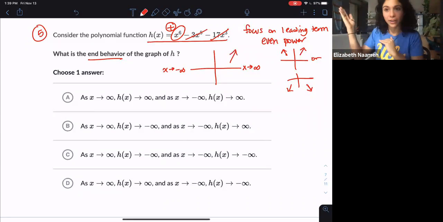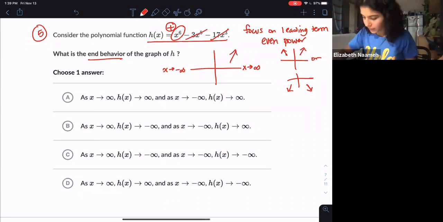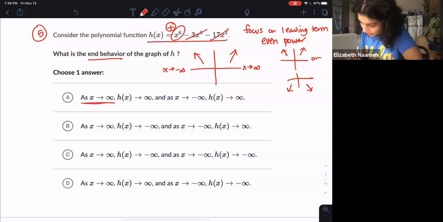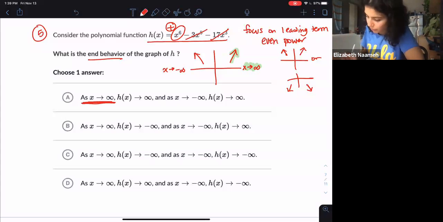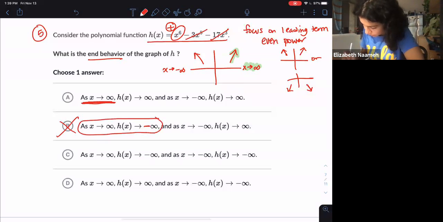So we know the right side is going up for sure. We've always known that. And now that we know it's even, we know the other side's going to go in the same direction. So let's answer the question. Which of these works? As x approaches positive infinity, so we're focused on the right side, our graph is going to positive infinity. It's going up. If it was going down, we would say y approaches negative infinity, but we're going up. So we can cross out B because it says that the function's going down. We can also cross out C.